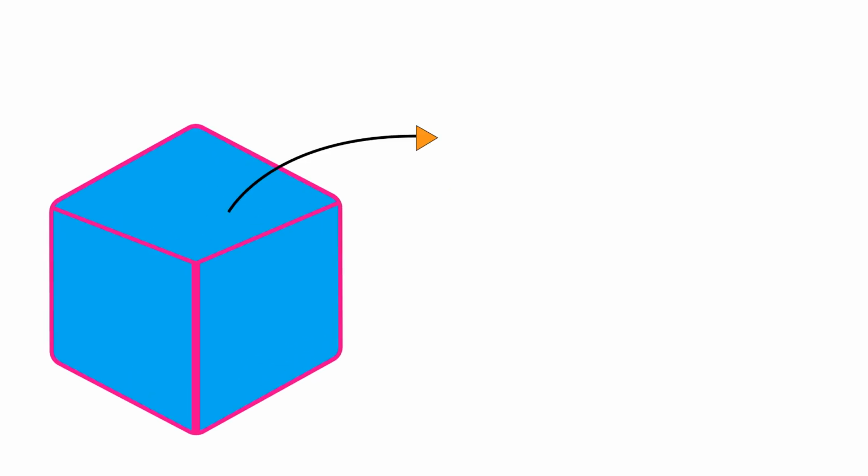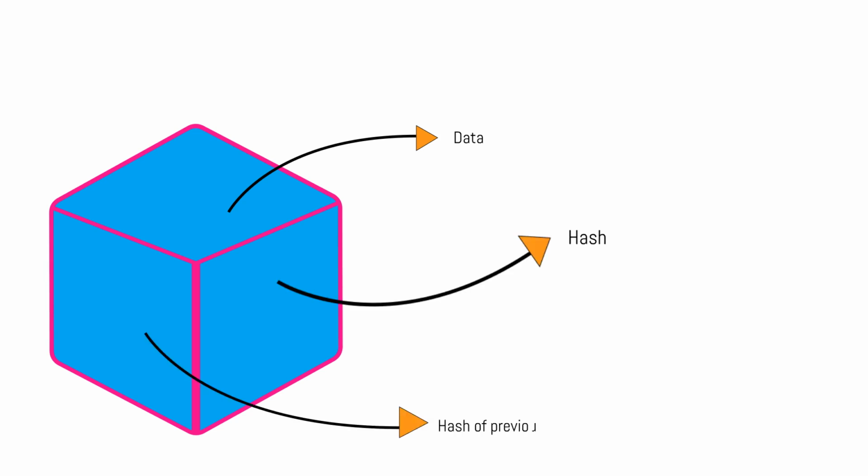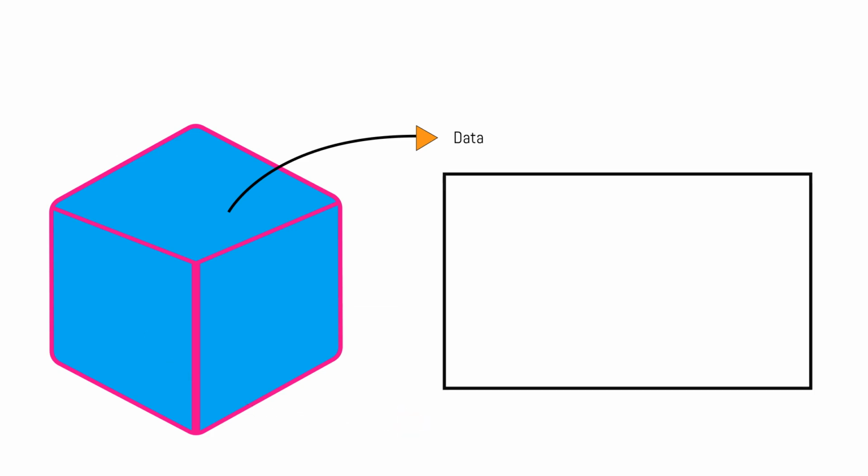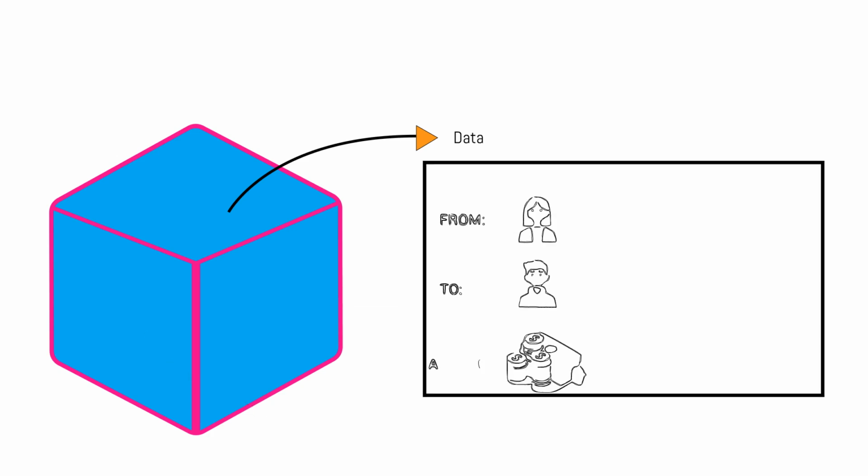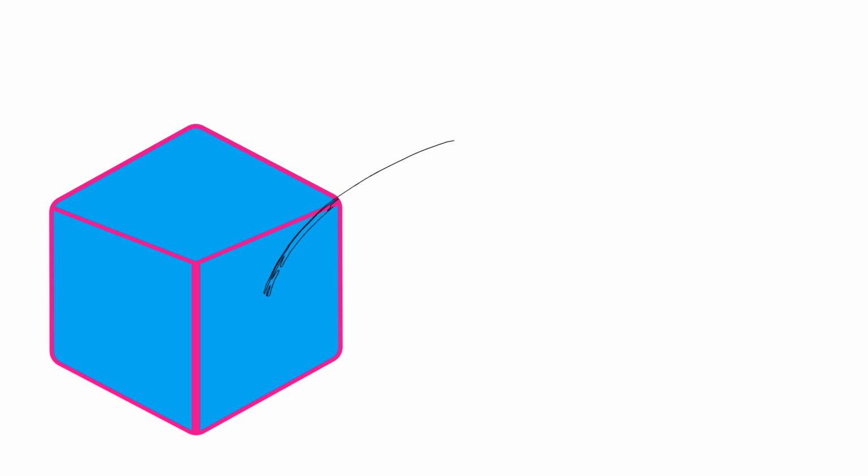Okay, let's take a closer look at the block. Each block contains some data, the hash of the block and the hash of the previous block. The data stored within the block depends on the type of blockchain. Bitcoin blockchain, for example, stores the details of a transaction here, such as the sender, recipient, and the amount of coins.